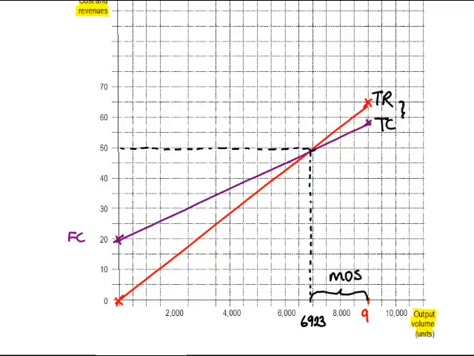This distance here is actually the profit. It's the difference between the total revenue and the total cost. And you can see that if we look at this part of the graph, this would actually represent a loss. So anything within this area is going to be loss, anything within this area is going to be profit. We can also see that the difference between the total cost and the fixed cost is going to be the variable cost.